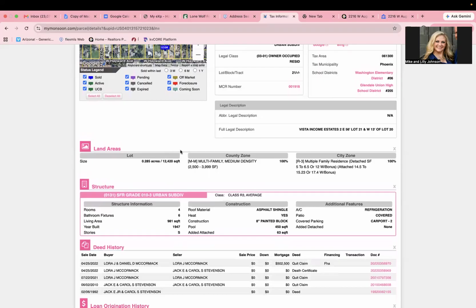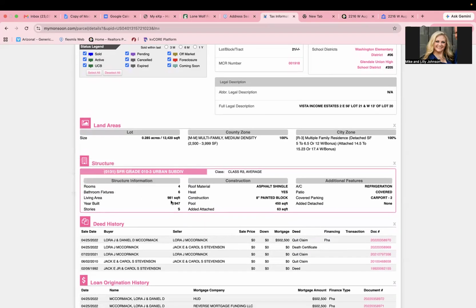I'm going to look at this lot. I'm going to write that down. I want to have the lot square footage because that's pretty big. So when I do my comps, I want to make sure that that's within 30%. So I put the lot. I see that the house is only 981 square feet, which sucks for them, but that's okay. The year built, 1947. So that's important.